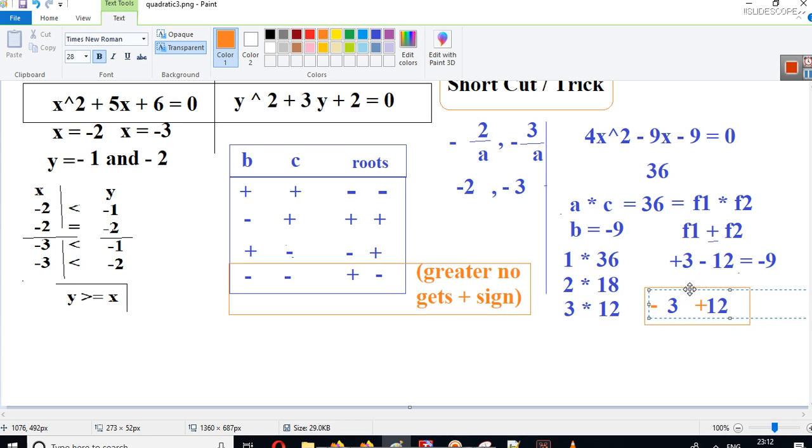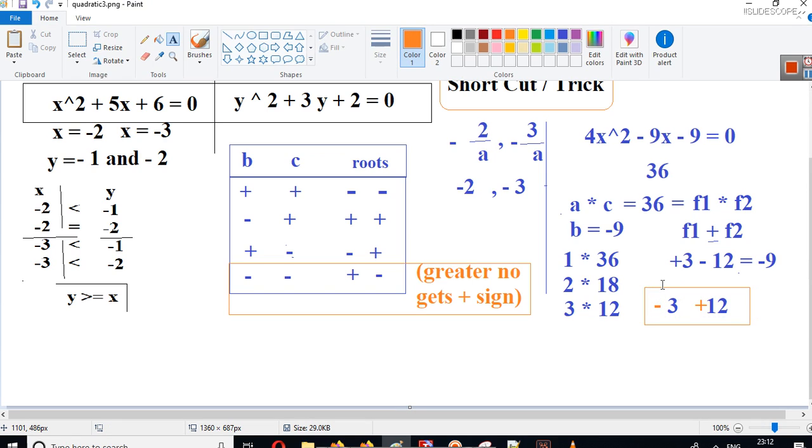So it doesn't matter what roots we are getting. We have to add these signs in this way. Now next thing is, you have to divide these values by 4. And how can you divide? When you divide them by 4, the final answers will be minus 3 by 4 and plus 3. Minus 3 by 4 and plus 3 will be your roots.